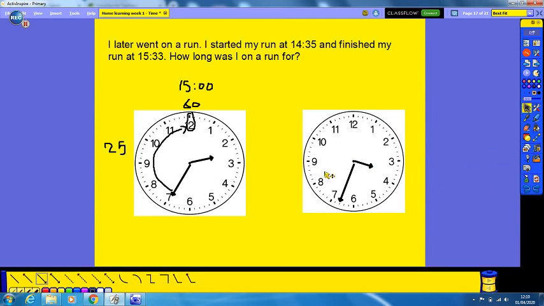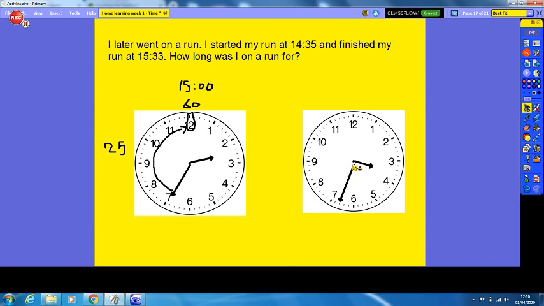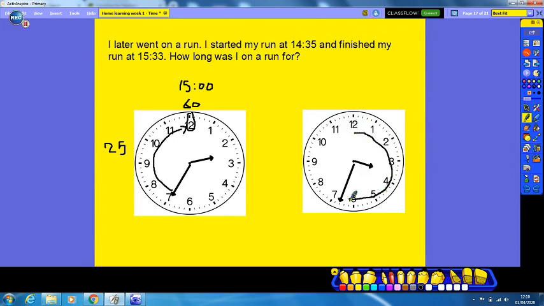So what I'm going to do now is count how long it takes me to get from 15 o'clock to 15:33. I'm going to take my pen and go round. To get from 0 to 33 takes 33 minutes. So next I need to do 25 plus 33. 5 ones plus 3 ones equals 8 ones. 2 tens plus 3 tens equals 5 tens. So it took me 58 minutes to do my run.